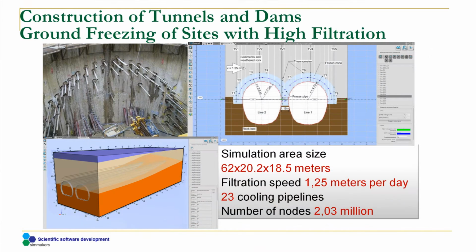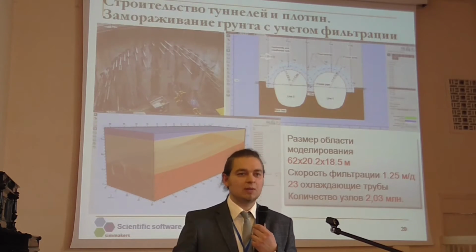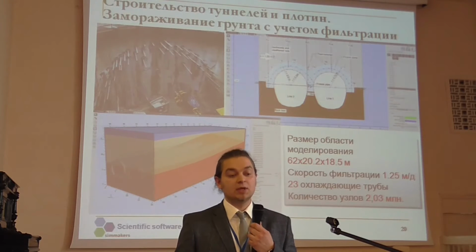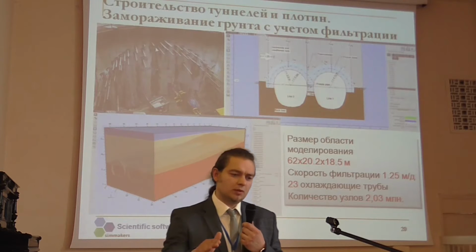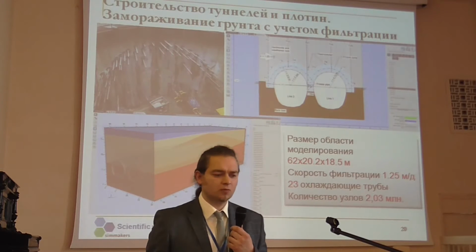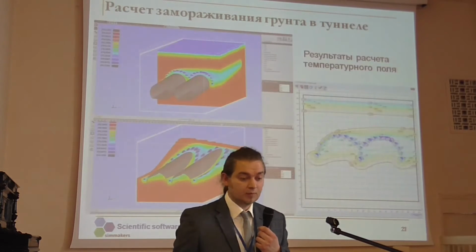There was also a need to save very important historical buildings located above the planned tunnel, and ground subsidence was unacceptable there. 23 cooling pipes were installed along the total length of the tunnel, and it was necessary to create a reliable model and calculate the total time of ground freezing before underground tunneling work could begin.